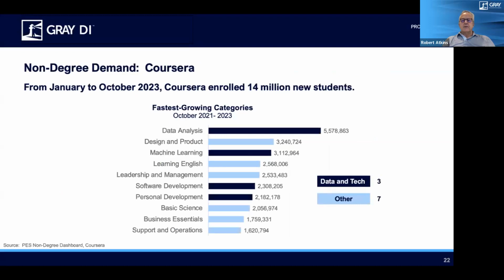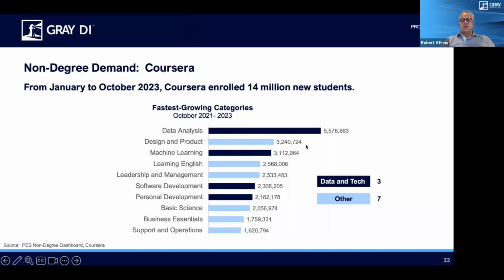What's hot in these environments? Well, data and tech, especially. Here we're looking at Coursera, and at the fastest growing courses on these platforms. This one has 5.6 million students who enrolled in October 2021. This is the incremental students who've enrolled this year in that particular program. Machine learning up 3 million, software development up 2 million, personal development up 2 million. If we were looking at Udemy instead of Coursera, maybe 9 out of the top 10 would be tech programs.